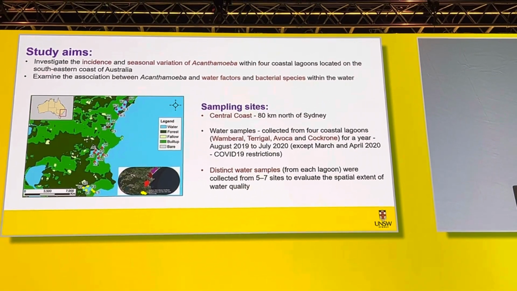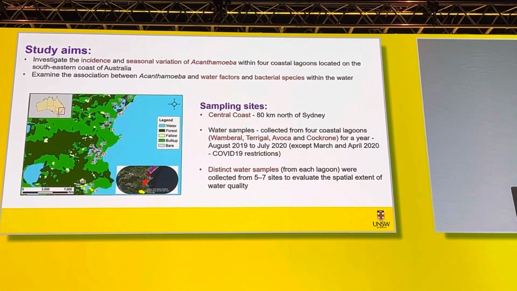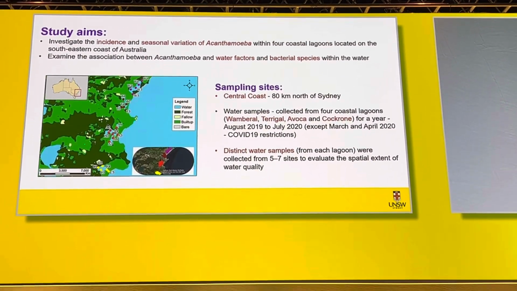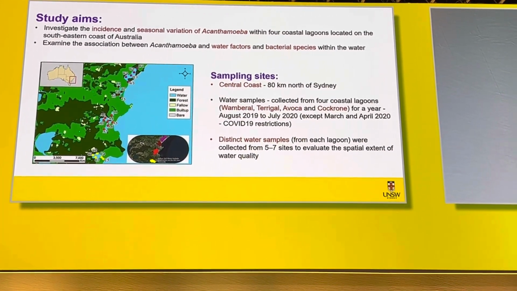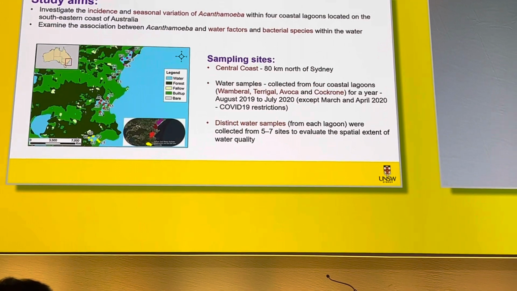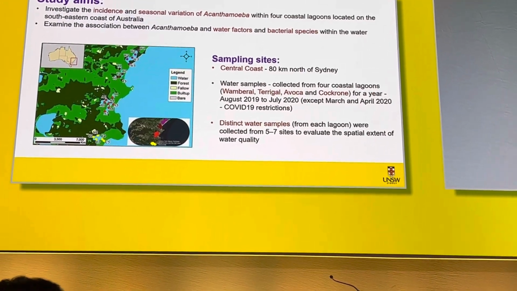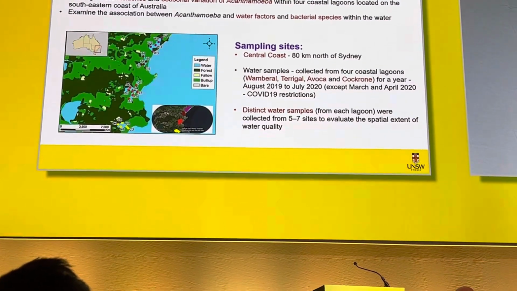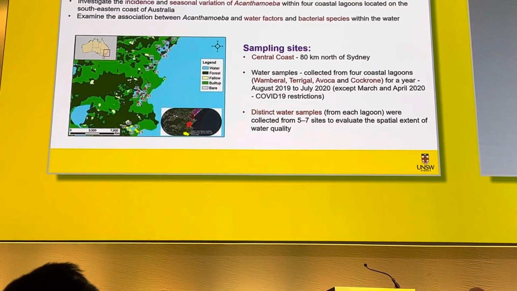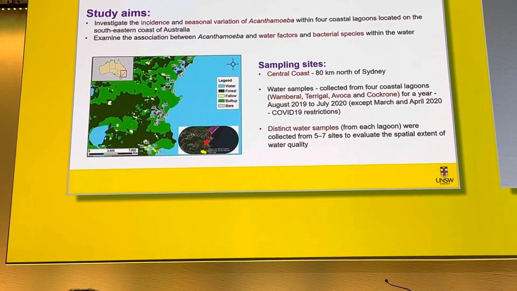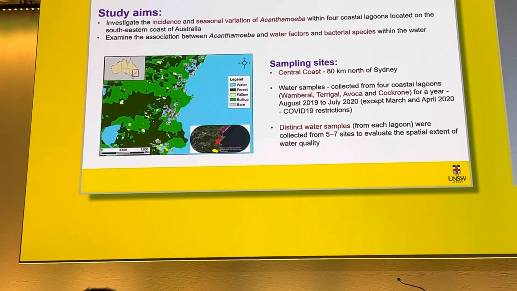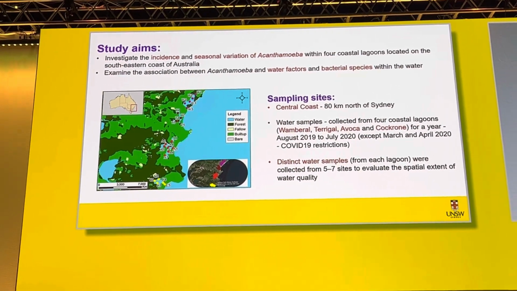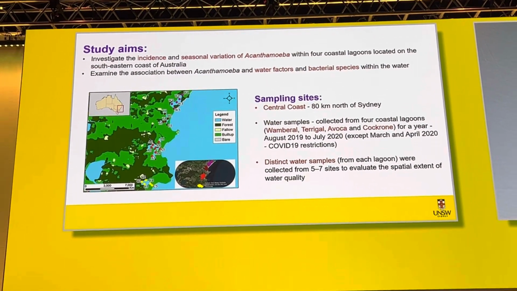So in this study, we were looking at the incidence of Acanthamoeba in these waterways. These waterways are an interaction between freshwater and seawater. In these 4 coastal lagoons, we were able to examine the association between Acanthamoeba and water factors such as the oxygen in the water, and the bacterial species as well. Acanthamoeba uses bacteria as a food source, so where we find bacteria, we generally find Acanthamoeba proliferating.